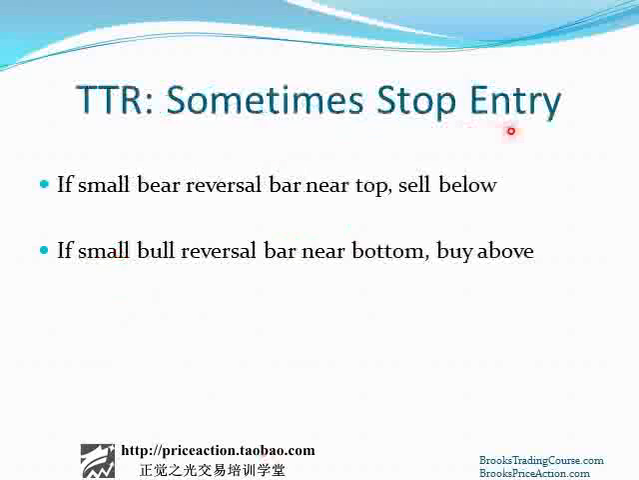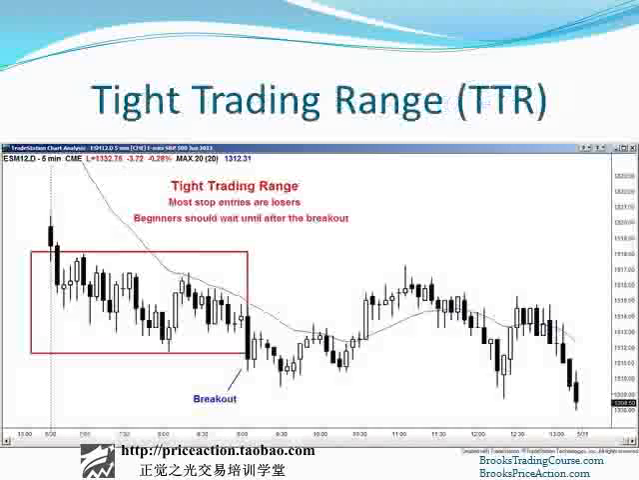Sometimes you can enter with a stop entry in a tight trading range. If the distance between the bottom and top of the range is big enough and you get a small bear reversal bar near the top, you can scalp below. If there's a small bull reversal bar near the bottom, you can buy above. So here's an example. We're obviously in a trading range and it's very, very tight. We have a small bear reversal bar near the top, so you could consider shorting that. We have a small bull reversal bar near the bottom, so you can consider buying that. Most traders, if they're starting out, should not take a chance, and they should just wait.